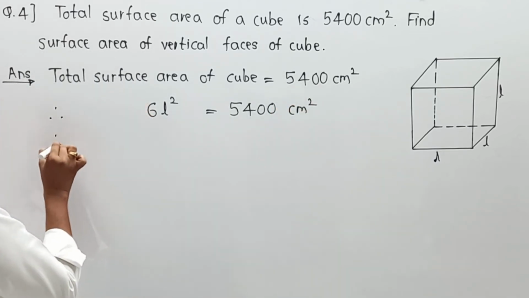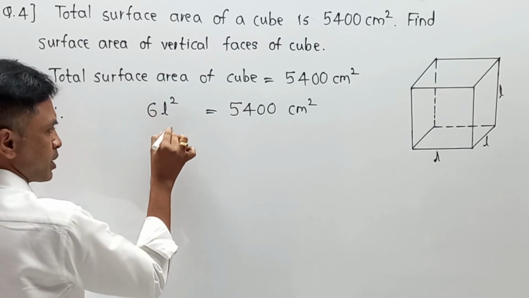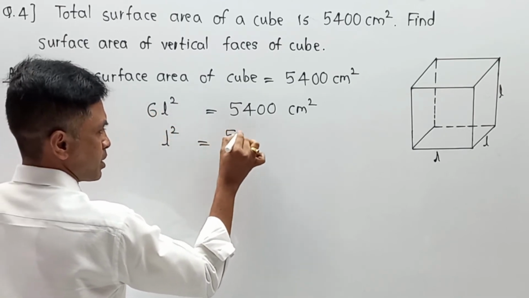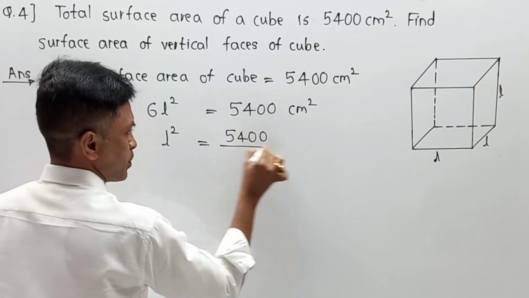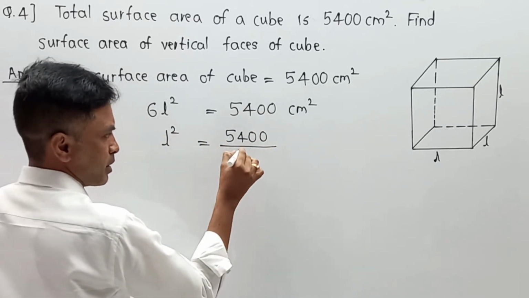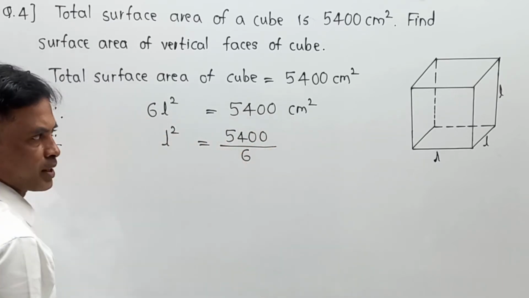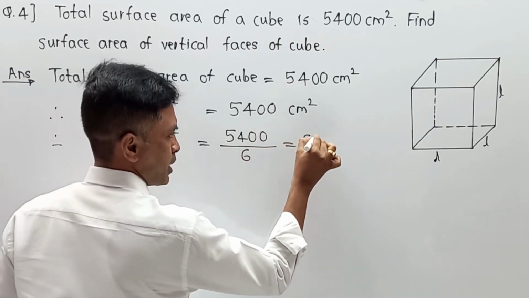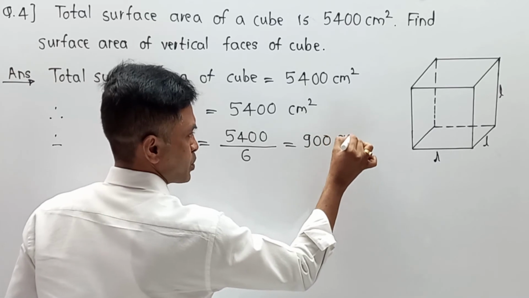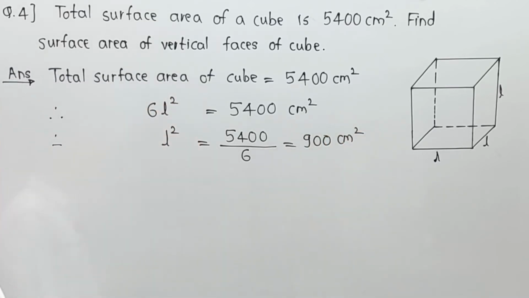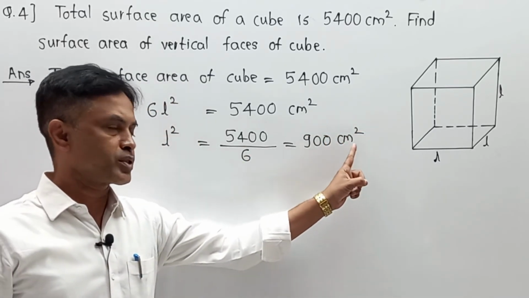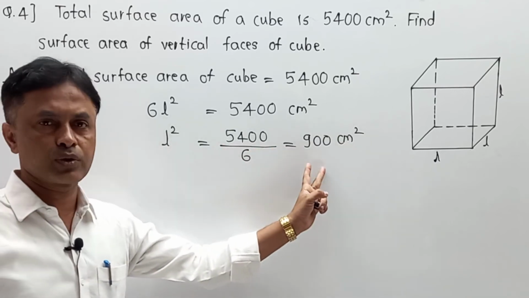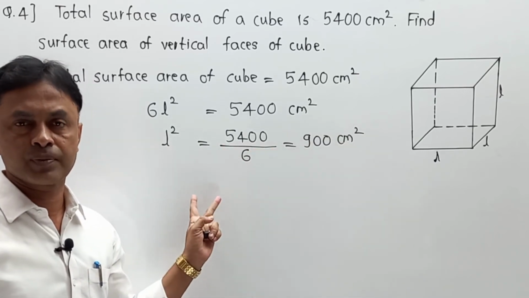Naturally we can get a calculation of L square over here. L square is 5400. This 6 is multiplied over here, comes to this side as divided by, and we know that 6 9s are 54. So 900 square centimeter. Here L square is equal to 900 square centimeter. So L is equal to 30. You can calculate it over here. But we are not doing that.